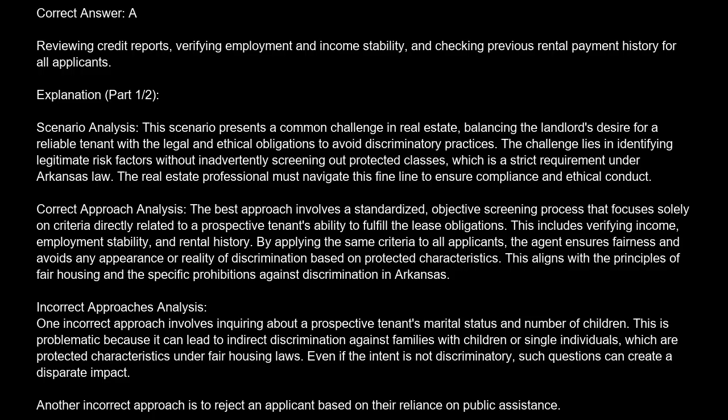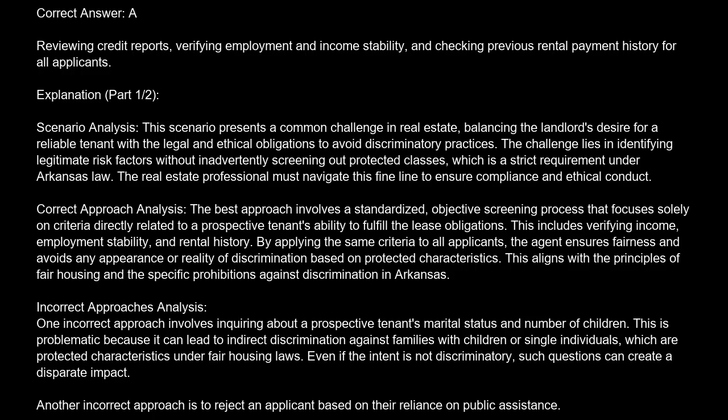The challenge lies in identifying legitimate risk factors without inadvertently screening out protected classes, which is a strict requirement under Arkansas law. The real estate professional must navigate this fine line to ensure compliance and ethical conduct. Correct approach analysis. The best approach involves a standardized, objective screening process that focuses solely on criteria directly related to a prospective tenant's ability to fulfill the lease obligations.